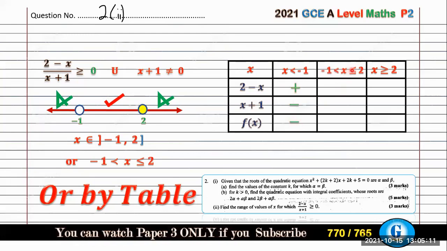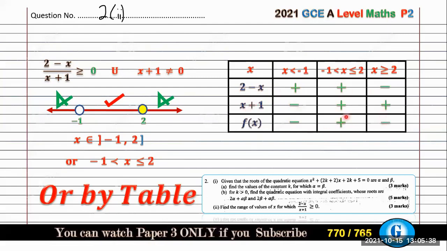Now let's take any number between -1 and 2. 0, for example, and feed it here. 2 minus 0 is 2, which is positive. 0 plus 1 is 1, which is positive. And positive divided by positive is positive. Now take a number greater than 2, for example, 3. 2 minus 3 is negative. 3 plus 1 is positive, and negative divided by positive is negative.